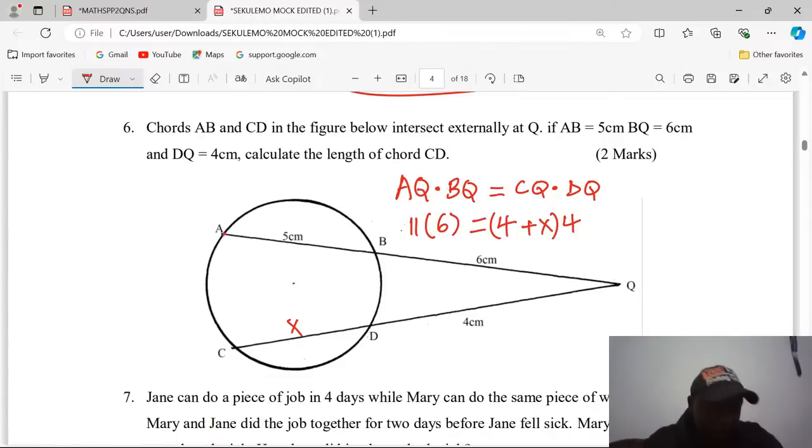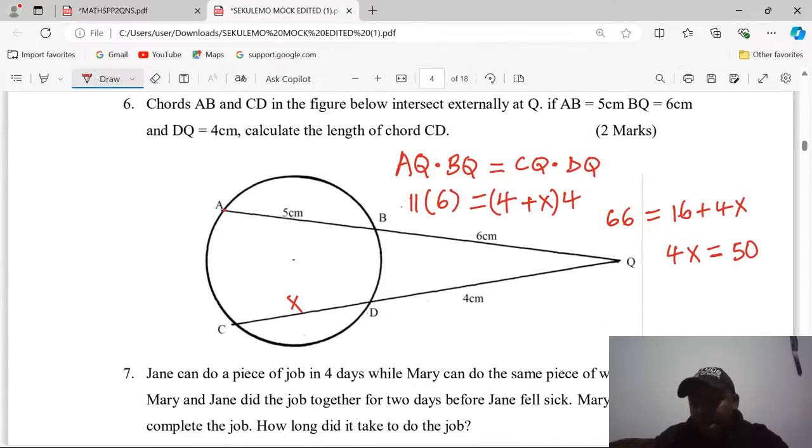So now we can open brackets. 66 equals 16 plus 4x. So we can remain with 4x, and we subtract 16 from the other side, where we get 50. Then we remain with x by dividing 50 by 4. Is it 12.5? 50 over 4, yes, 12.5 centimeters.